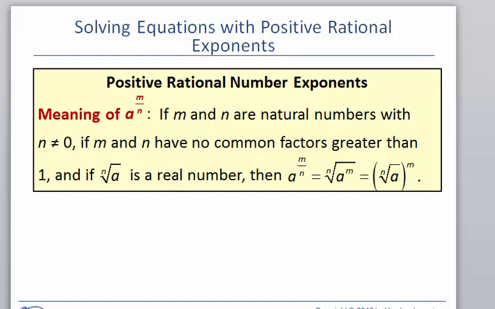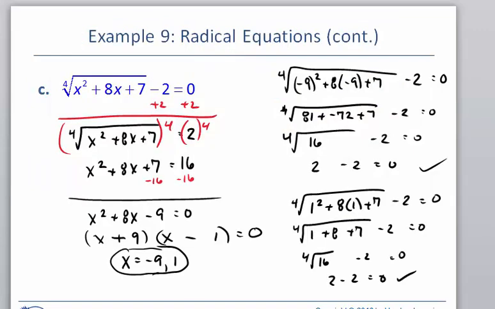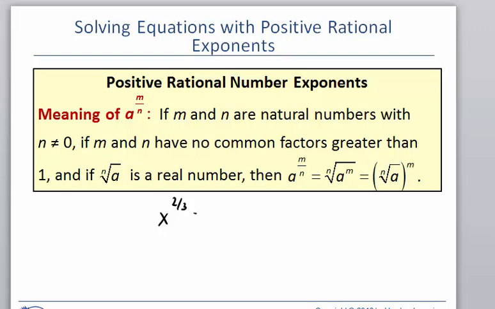All right, so what this means to us is that if we have a problem like x to the 2/3, that is the same thing as x squared and the cube root of that.